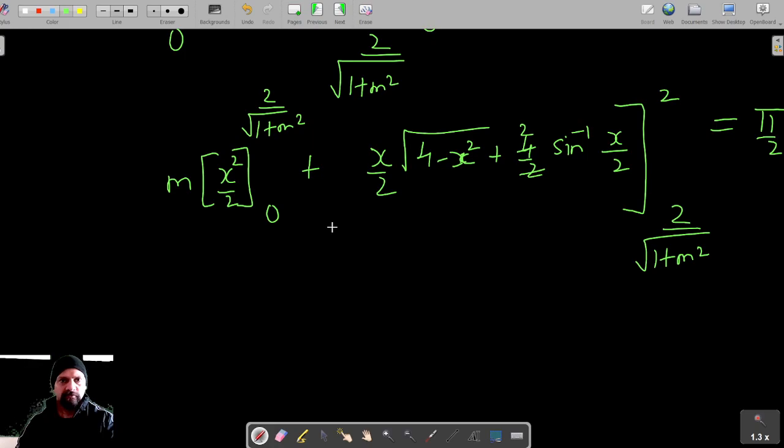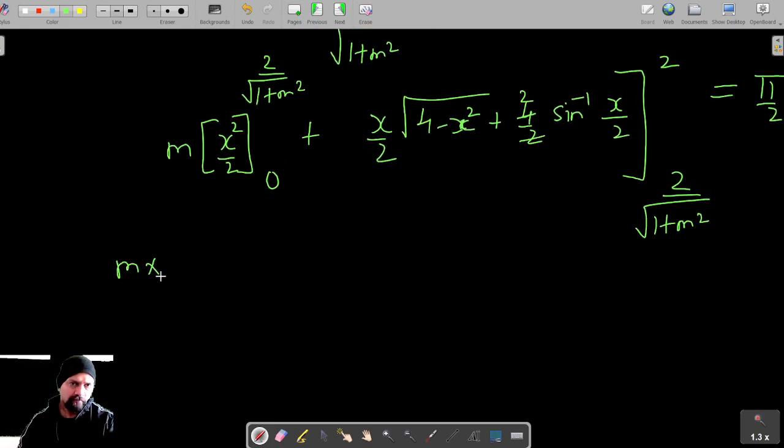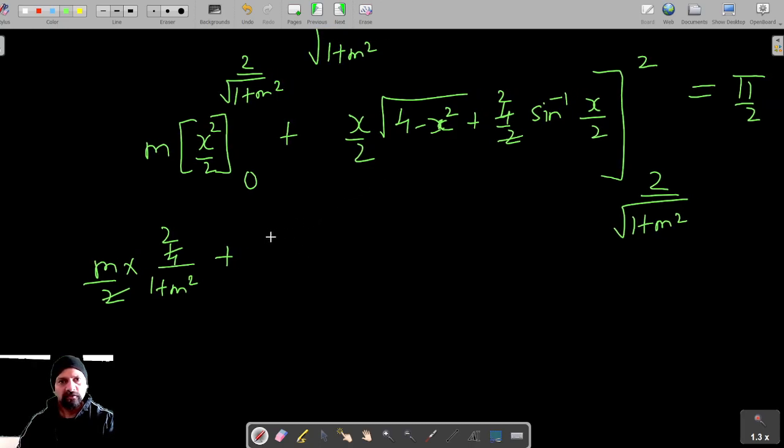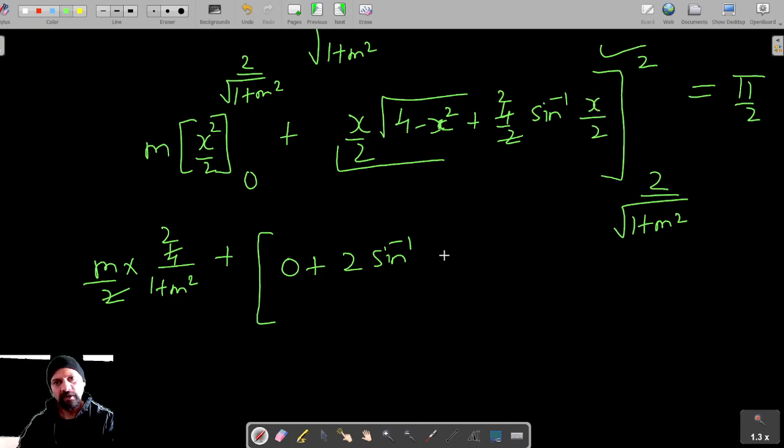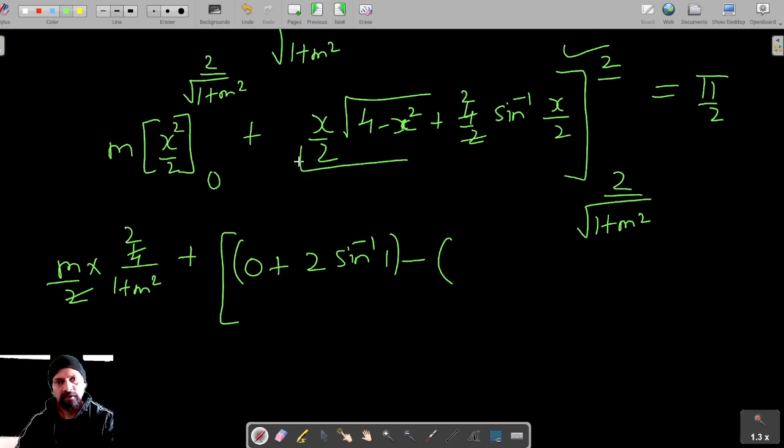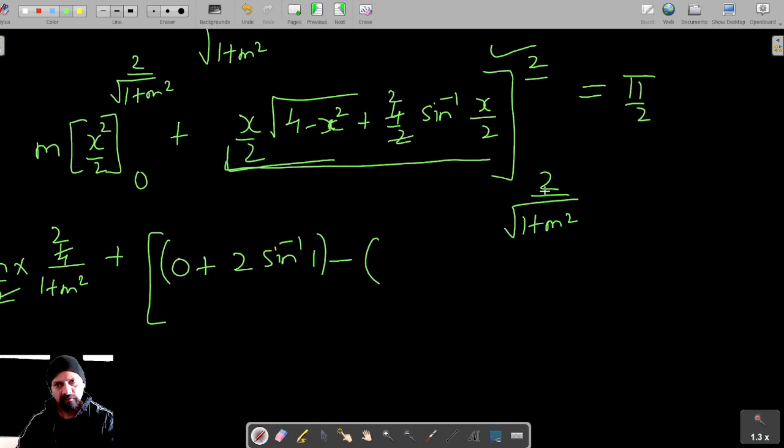Let's simplify this. Now x square is 4 upon 1 plus m square. If we put 0, this is 0, and this has to be evaluated. Let's put in the upper limit first: 2 by 2 is 1, and 4 minus 2 square is 0, so this is 0 plus 2 sine inverse 2 by 2, which is 1. We have put in the upper limit, and now we will evaluate it for the lower limit.